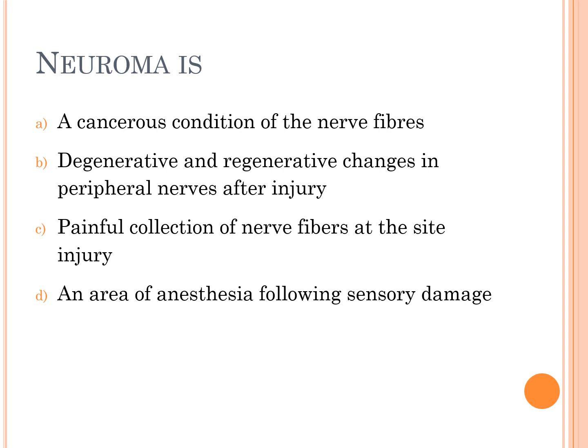And now you try to tell the answer. So neuroma is a cancerous condition of nerve fiber. No, it is not a cancerous condition. Degenerative and regenerative changes in peripheral nerves after injury. No, it is not neuroma. Painful collection of nerve fibers at the site of injury. So yes, this is the answer. So what is neuroma? It is a mass which will have severe pain, and it will be formed when the sprout is not able to reach the other cut end of the nerve. So it is a painful collection of nerve fibers at the site of injury.